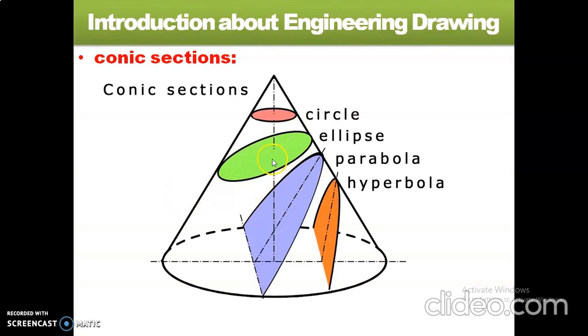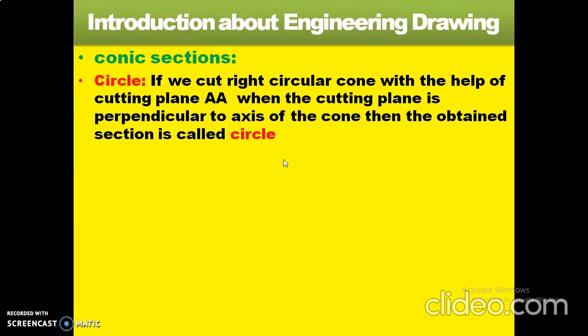Depending upon the cutting plane, if we cut the right circular cone with the help of cutting plane AA, and the cutting plane is perpendicular to the axis of the right circular cone, then the obtained shape is called circle. Once again listen. How can we get the circle? When the cutting plane AA is perpendicular to the axis of the cone, the obtained section is called circle.